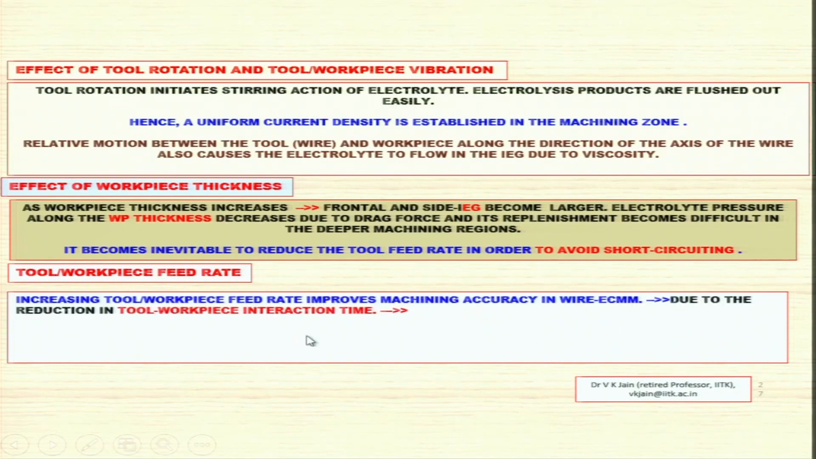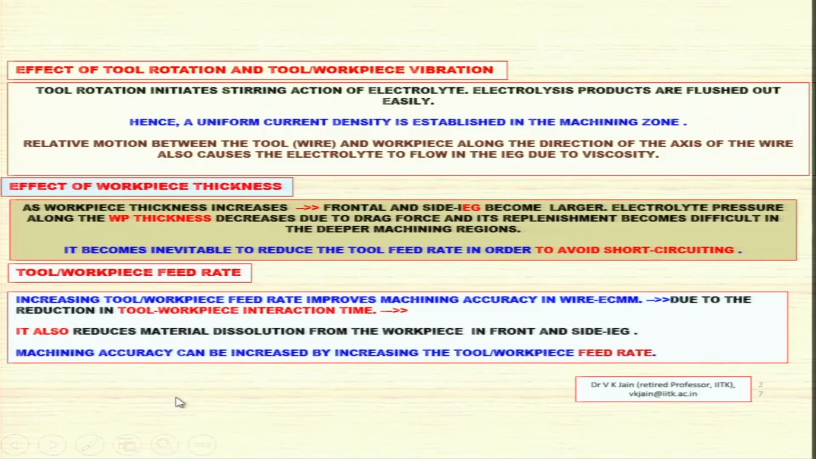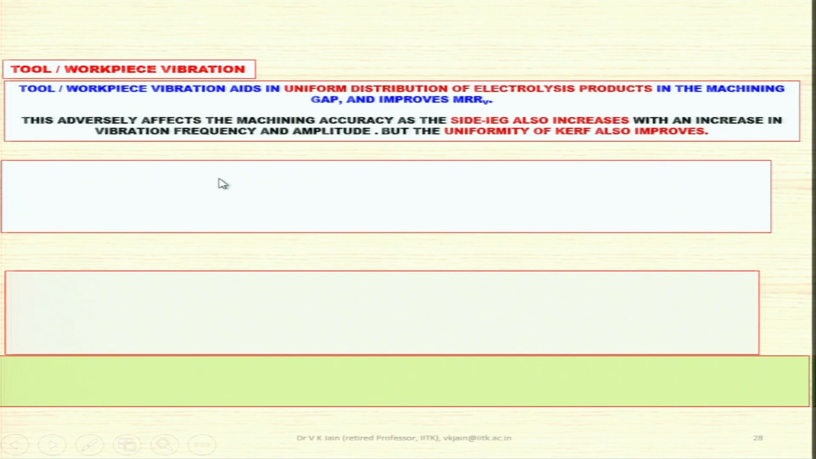Tool workpiece feed rate. Increasing tool workpiece feed rate improves machining accuracy in wire ECMM due to the reduction in tool workpiece interaction time. It also reduces material dissolution from the workpiece in both front and side inter-electrode gaps. Tool workpiece vibration aids in uniform distribution of electrolysis products in the machining gap and improves volumetric material removal rate. This adversely affects machining accuracy as the side inter-electrode gap also increases with an increase in vibration frequency and amplitude, but the uniformity of the curve also improves.